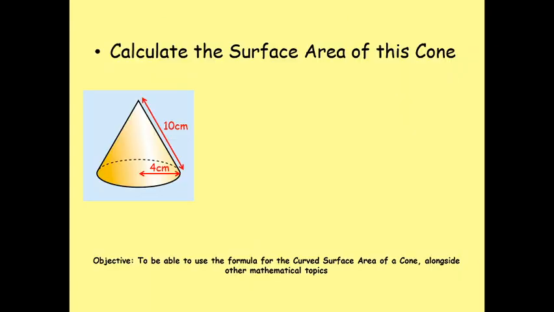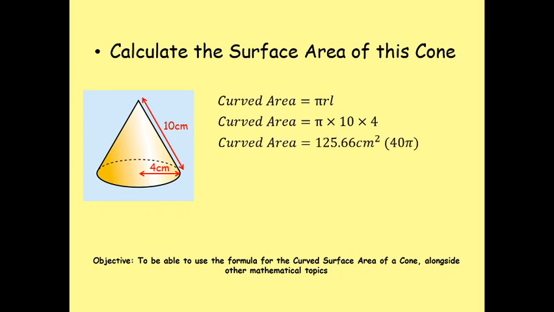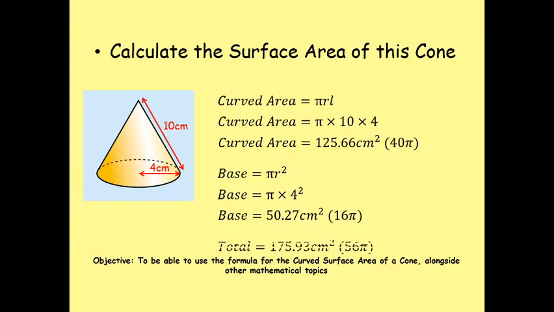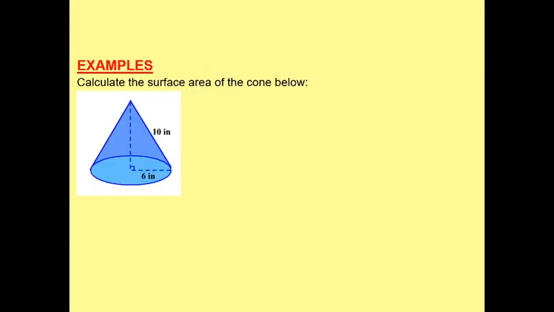Right, so let's do this one here. You've got your lateral height of 10 and your radius of 4. Let's see if we can work it out. Give it a bit of time. Okay, right, let's do the curved surface area first, which is going to be pi times 10 times 4, pi r L, which is 40 pi. Your base is going to be pi r squared, which is 16 pi. And then you add both of these together. Normally your questions will describe whether you want it in whole numbers or in terms of pi.